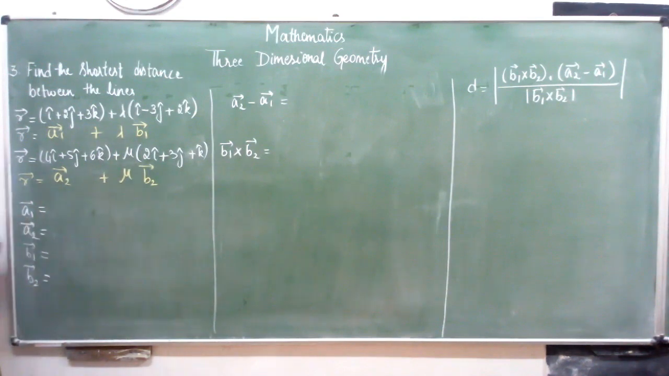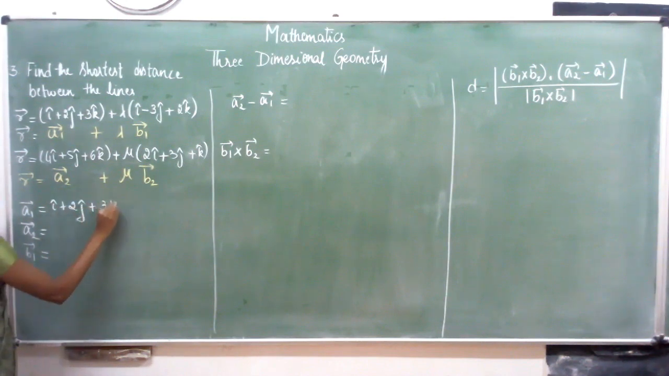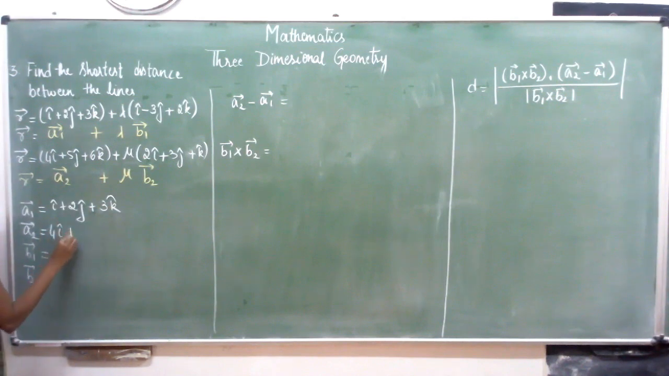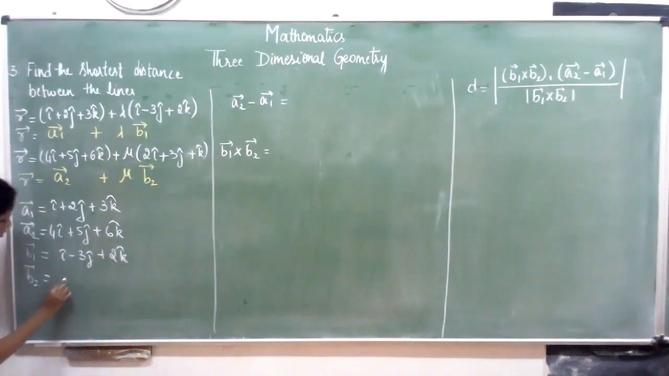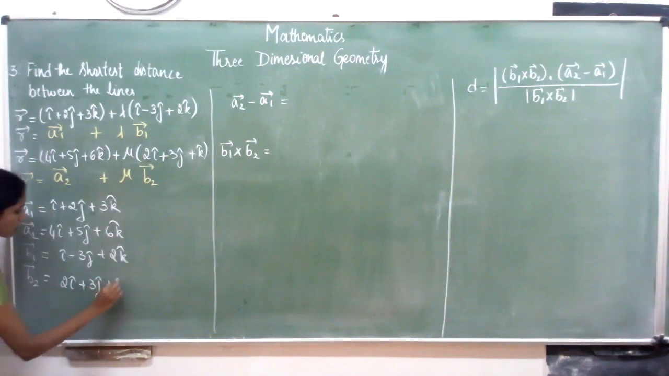Here vector A1 is given by i cap plus 2j cap plus 3k cap, and vector A2 is 4i cap plus 5j cap plus 6k cap, and vector V1 is i cap minus 3j cap plus 2k cap, and vector V2 is 2i cap plus 3j cap plus k cap.